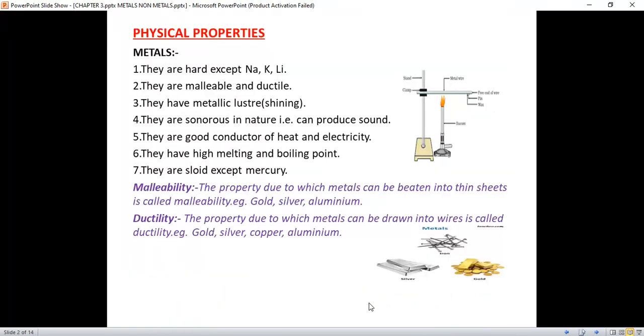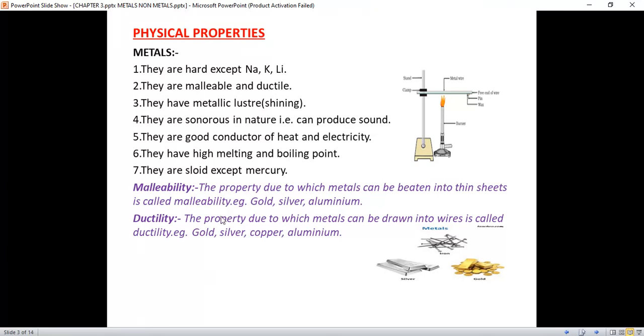Next, we have read the different properties of metals. They are hard, with the exceptions of sodium, potassium, lithium, which are very soft in nature. Metals are malleable and ductile. They are shining in nature, meaning they are lustrous. They are sonorous, that means they can produce sound. They are good conductors of heat and electricity, for example copper and silver. They have very high melting and boiling points. They are solid except mercury.